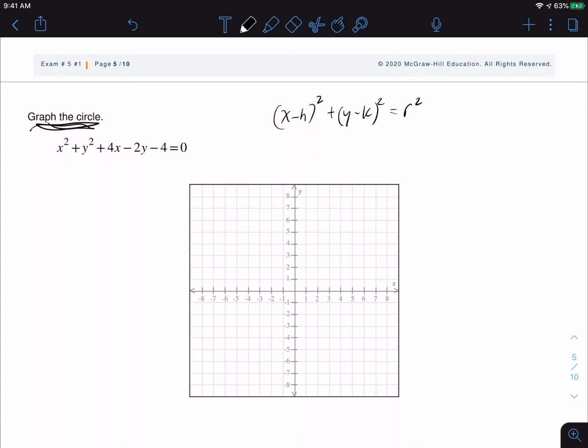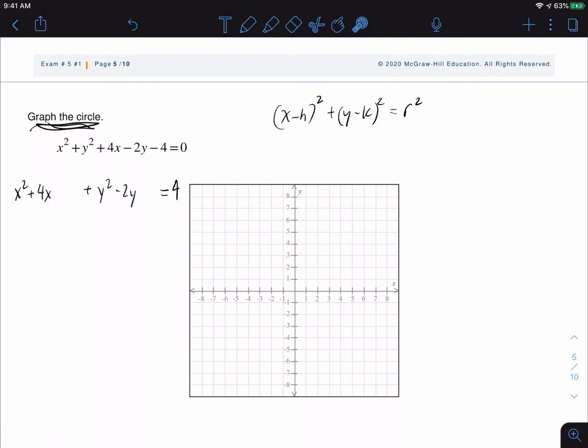So first thing I want to do is bundle x things together and y things together. So I'm going to go x squared plus 4x, and then I'm going to leave a gap, plus y squared minus 2y, and then I'm going to bring the 4 to the other side. Okay? Now, do you guys know how to complete the square? If you don't, it's okay. Okay, so here's how you complete the square.